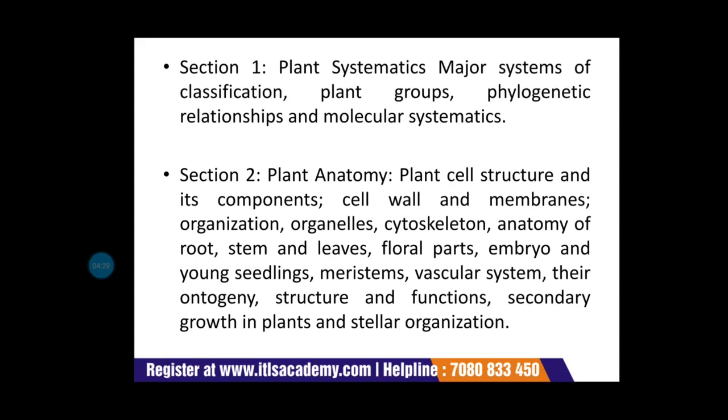Okay, in section 2 there is plant anatomy, plant cell structure, its components, cell wall and membrane structure, cell organelles, cytoskeleton, anatomy of roots, stem and leaves, floral parts, embryo and young seedling, meristems, vascular system, their ontogeny, structure and functions, secondary growth in plants and stelar organization. From that portion you will get 3 to 4 marks. You will get questions in both the 1 mark and 2 mark sections also.